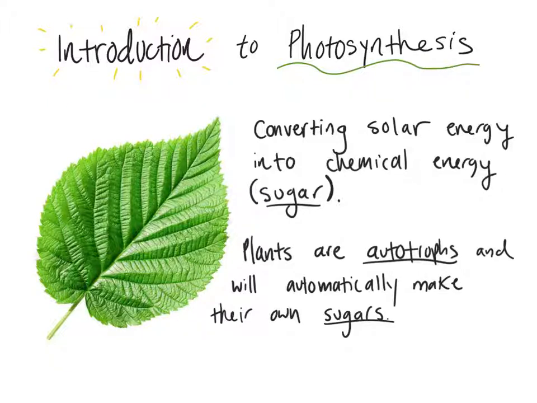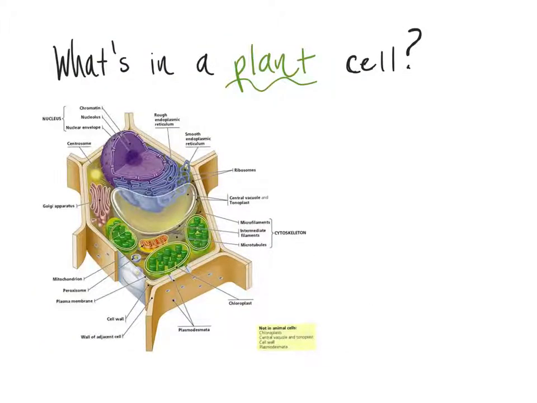So I'm going to go into briefly what exactly makes a plant cell different from an animal cell. So what's in a plant cell? Well, for the most part, they are eukaryotic, meaning that they have a nucleus. Just a reminder that plants and animals and fungi are all eukaryotic, and just be careful, prokaryotes are going to be like bacteria. They do not have a nucleus, but plants do, and that's why they're eukaryotes.